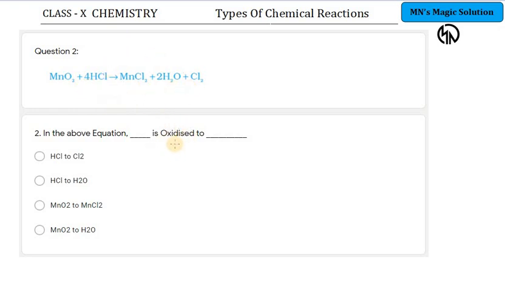Oxidation is addition of oxygen. So here, which does not have oxygen? HCl, on the LHS. So I can say HCl is getting oxidized. What is it getting oxidized into? If in HCl the H is removed, that is oxidation. So HCl is getting oxidized into Cl2. So the right answer should be the first option. So mark the first option. For this question you will get 1 point.